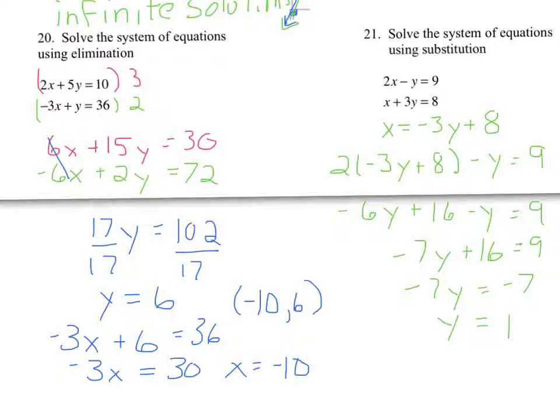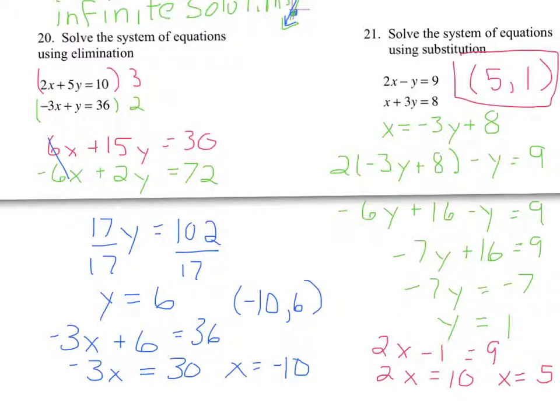So I'm going to take the 1 and plug it back in. And I'm going to substitute it into the first equation. So I have 2x minus 1 equals 9. So 2x will equal 10. So x equals 5. So again, I want to write my final answer as a coordinate. So my final answer is 5, 1.